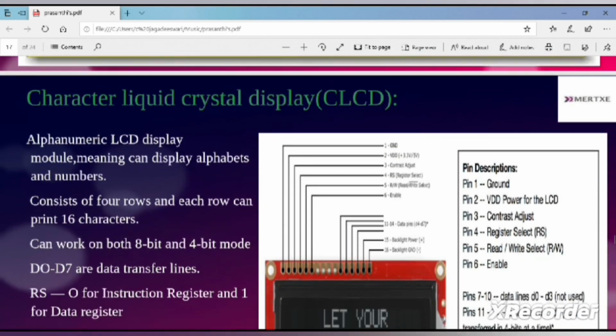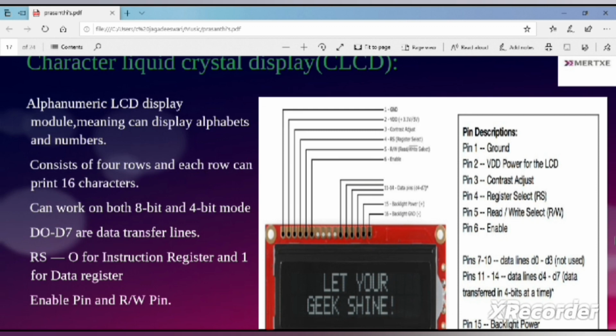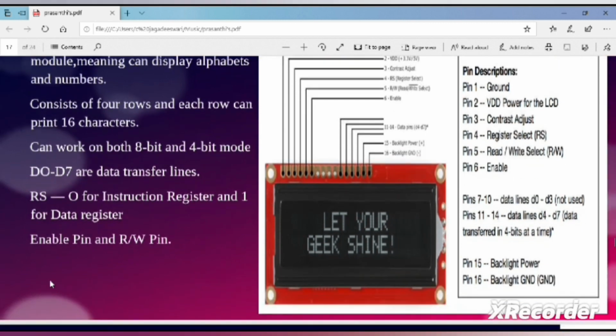Next is CLCD, Character Liquid Crystal Display. An alphanumeric LCD display module means it can display alphabets and numbers. Consisting of 4 rows, each row can print up to 16 characters, and it can work in both 8-bit and 4-bit mode. D0 to D7 are the data transfer lines, and there is the register select pin. Pin number 4 is register select, 0 for instruction register and 1 for data register. Then the enable pin and the read or write select pin.